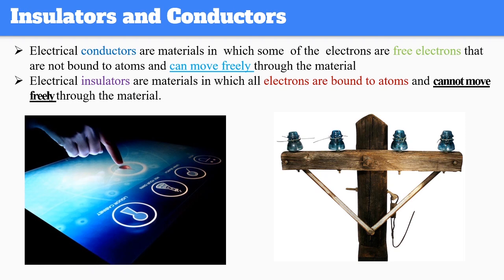All right, what are insulators and conductors? Conductors have free electrons, so they are able to move. And if they are able to move, basically they are able to conduct electricity. But if we don't have free electrons in the object, then we call them insulators, and they are not able to transfer electricity from one point to another.